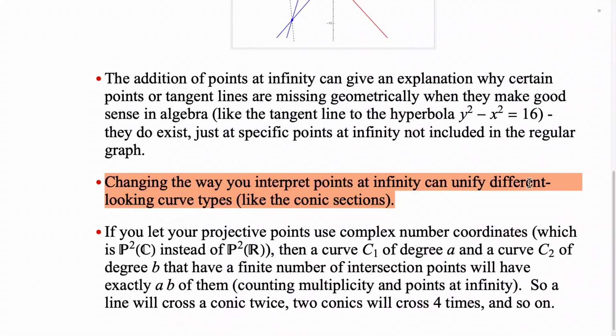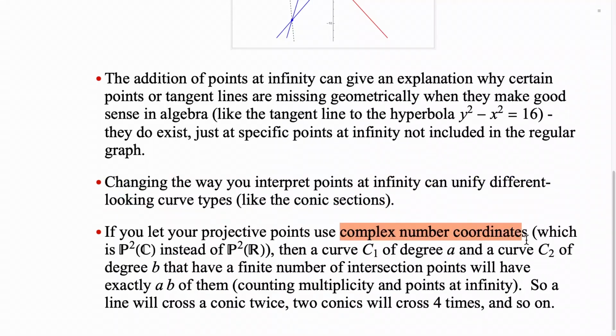And the third one, which we didn't really discuss, there's a really nice theorem called Bezout's theorem, which says if you let your projective points use complex number coordinates, which you would denote by P2 of the complex numbers instead of P2 of the reals, you treat everything else the same way, you link pairs if they scale by complex numbers instead of just real numbers, then a curve C1 of degree A and a curve C2 of degree B that only have a finite number of intersection points will have exactly A times B of them as long as you count multiplicity and you also count points that happen out at infinity.